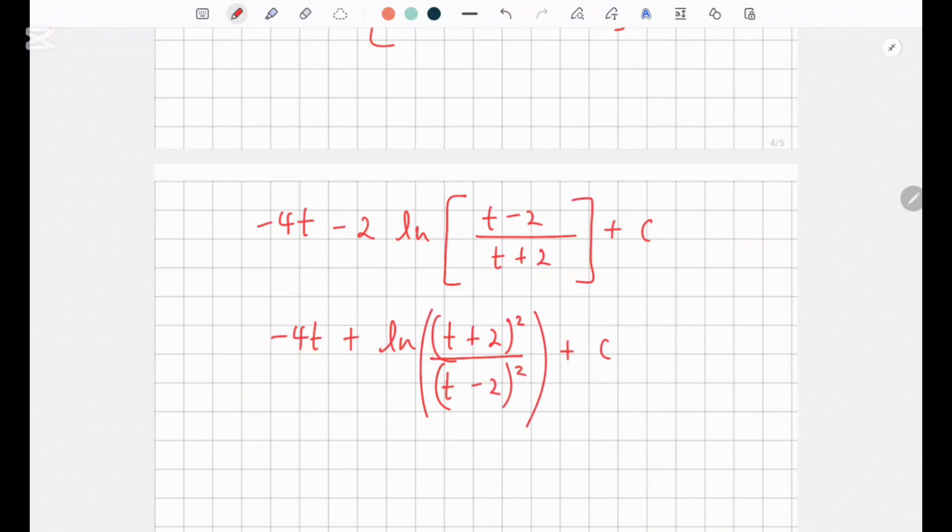And the reason I reversed them is because we have a minus here, right? So for example, if you had (t minus 2) over (t plus 2) to the power minus 1, these get reversed. Denominator becomes the numerator and numerator becomes the denominator. So that's what I did over there.